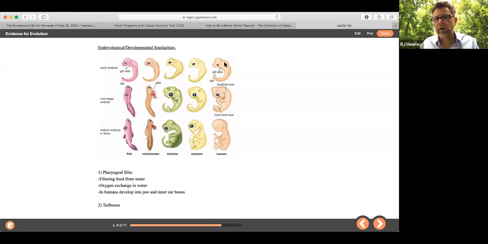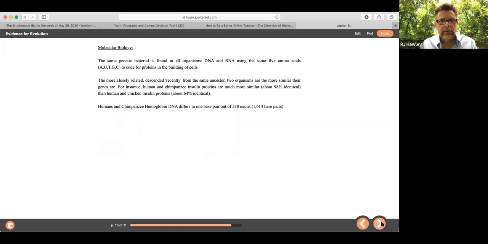The cells differentiate, if you remember when we studied differentiation. So these similarities at the very start of an embryo are used as evidence for a common ancestor and therefore the idea of evolution. I got another slide here or two. There we go.